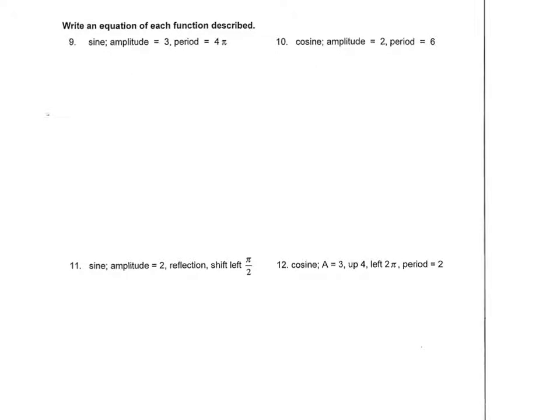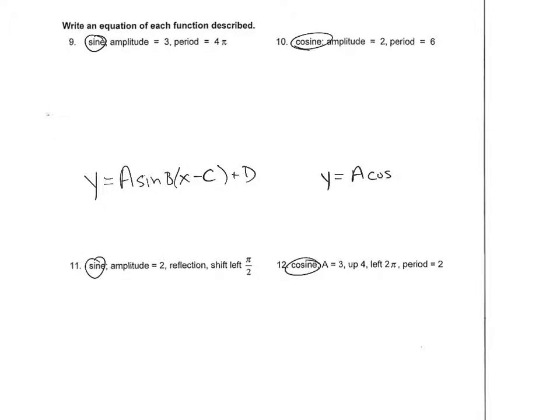The last thing we have to do is write an equation, all right, based on the transformations described for each function. So if I have sine, like in 9 and 11, okay, my parent function, including all the possible transformations, is a sine b x minus c plus d. And in 10 and 12, it's the same thing except I replace sine with cosine. Okay, and now all I have to do is identify if I have A, B, C, or D, or if I have a reflection to put a negative out in front.